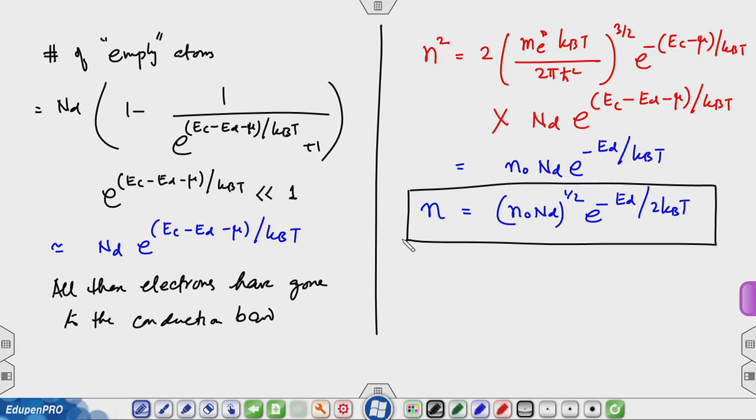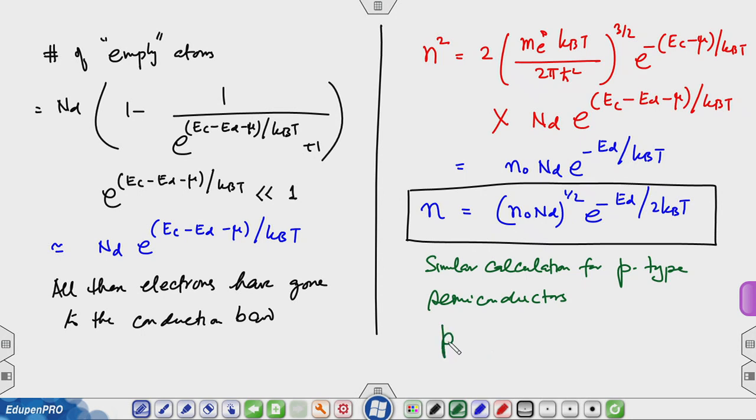And similarly, if you do a similar calculation for p type semiconductors, you will find that p equals N 0, which will come with m h star now. So, let me write N 0 times N acceptor raised to 1 half e raised to minus E a over 2 k b T. I want you to derive this formula.